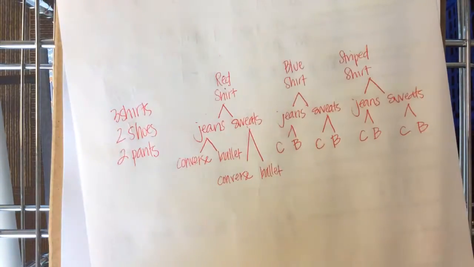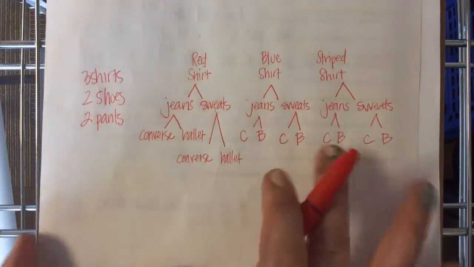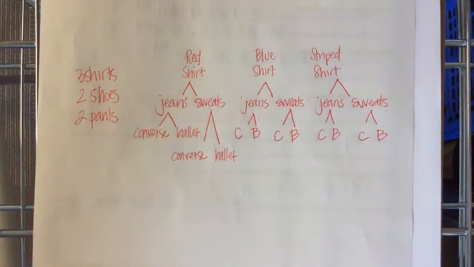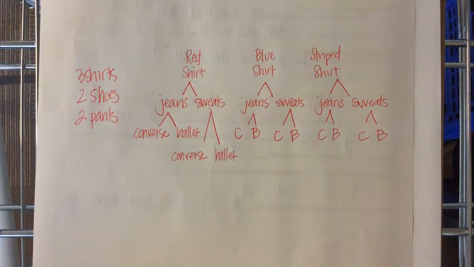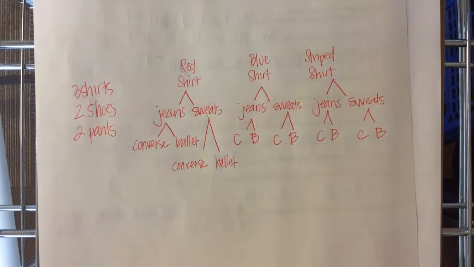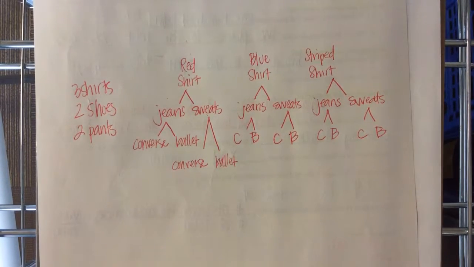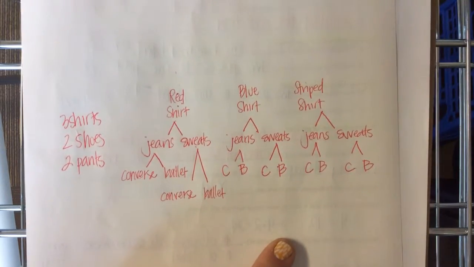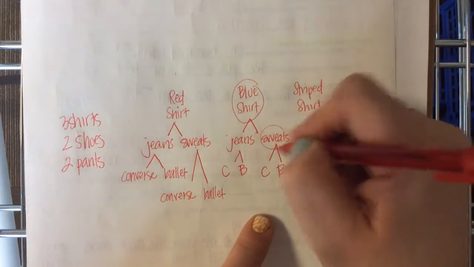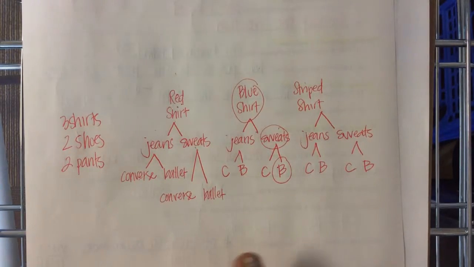So what's the pro of making a tree diagram? What's the purpose? Why would we ask you to make a tree diagram? What's the purpose behind creating a tree diagram? It's a visual of how many choices we have, right? If I said, is it possible to wear blue shirts, sweats, and ballet shoes? Can you look at this and figure it out? Yeah, blue shirt, sweats, and ballet shoes. You can visually see it.